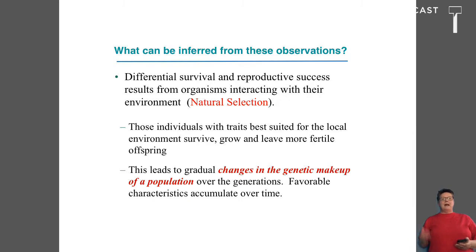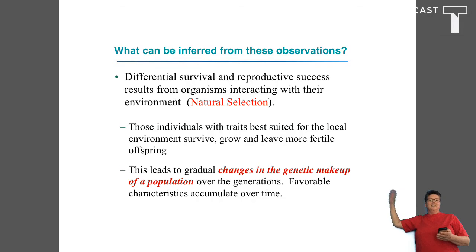Those individuals that have the traits best suited for the local environment are going to be the ones that survive. They're going to be the ones that are able to grow, become mature, and leave offspring. And all of this leads to this bottom point here, which I've highlighted in red. All of this leads to changes in the genetic makeup of a population over the generations, over time. This last point is the very definition of evolution: genetic changes in populations over time.